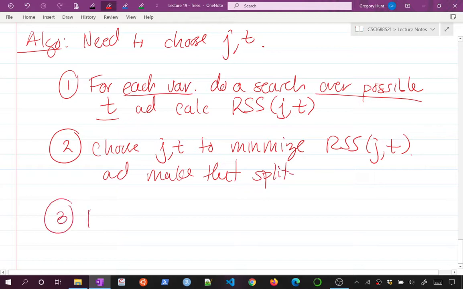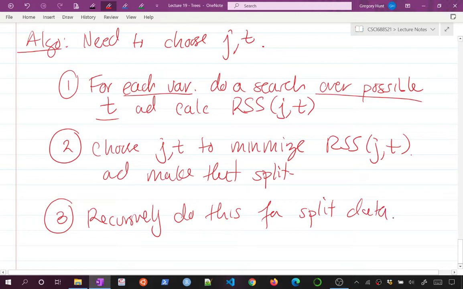And the third step here is to recursively do this for the split data. After we've made this split, we've now split our data set into two, and we'll recursively do this for each side. We'll take the data on one side and apply this procedure to that side, and we'll do the same thing for the other side. We're just going to recursively do this. Now, of course, you have to decide at some point, when do we stop?